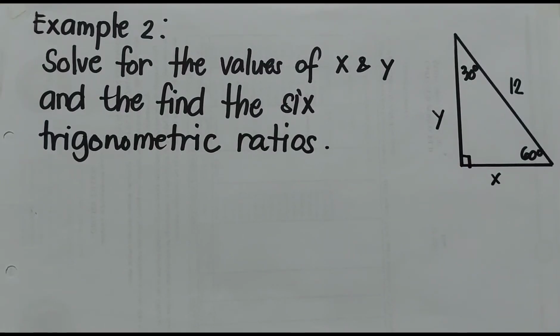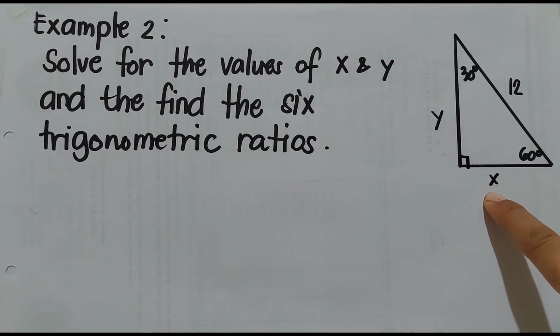We have here example number 2. Solve for the values of x and y, and at the same time, we're going to find the 6 trigonometric ratios using its values. So, remember how to find the shorter leg and the longer leg when the given right triangle is a 30, 60, 90 degrees triangle. So, it is special again. So, how are we going to solve for our x? Our x here is opposite the 30 degrees. So, this is the shortest or the shorter leg.